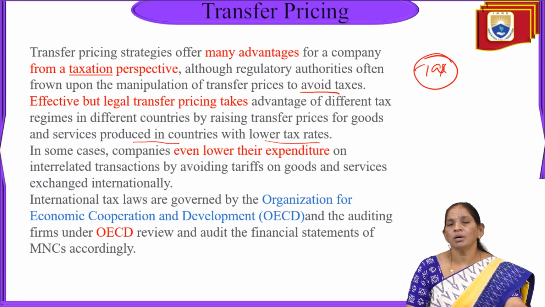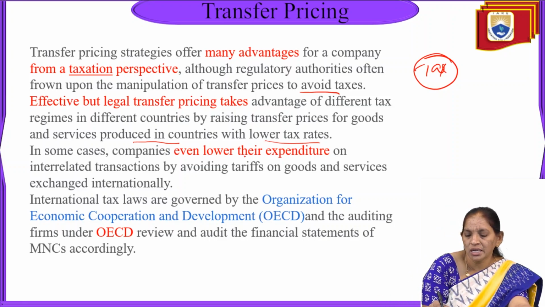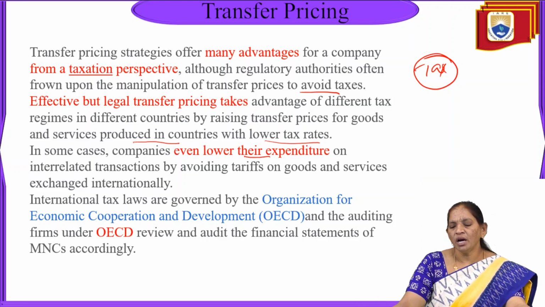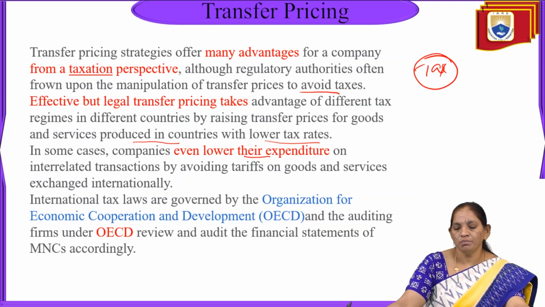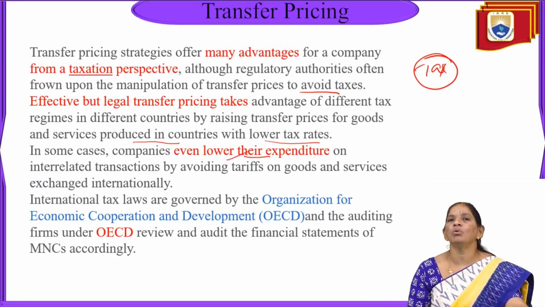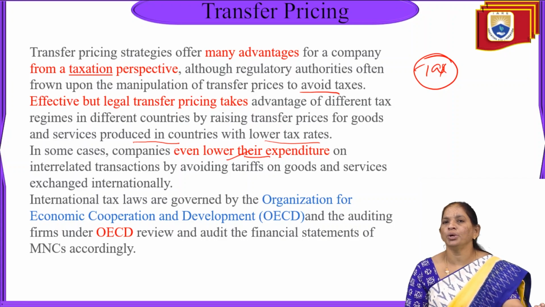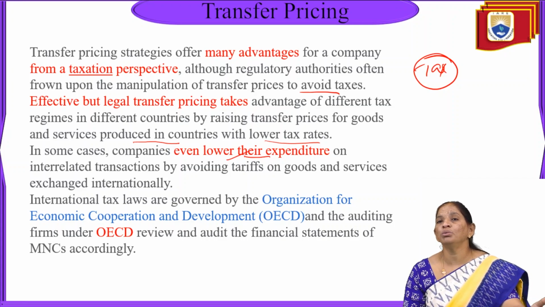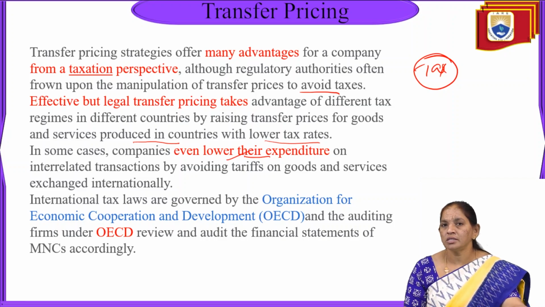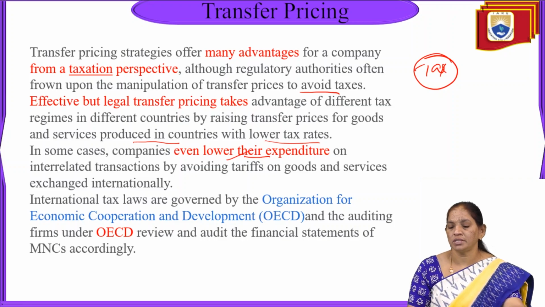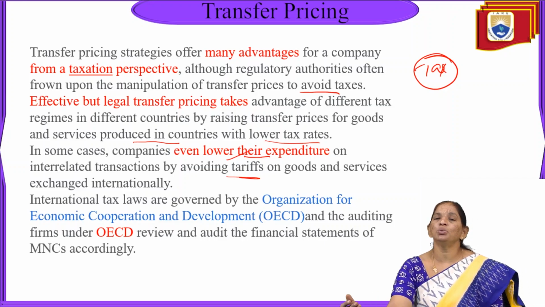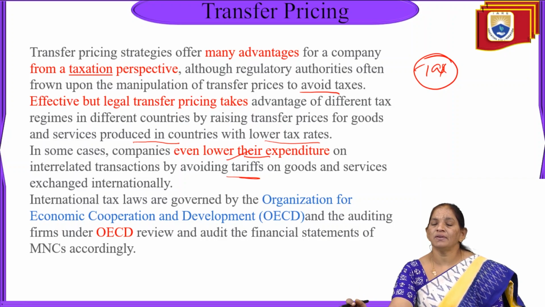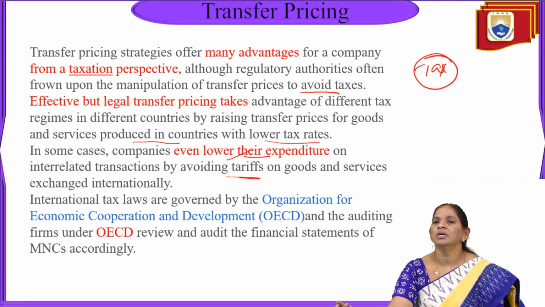In the same way, some companies even lower their expenditure on transfer-related transactions by avoiding tariffs on goods and services when they are exchanged at an international level. The company's main aim is to sell more, a higher sales volume, at a lower price, and automatically profits will increase. When I want to sell goods and services widely at an international level, there are tariffs, the taxes we should pay internationally. By exchanging through transfer pricing, we can decrease the tariffs, or sometimes the tariffs are removed, and with the transfer price only, we are able to sell the products.